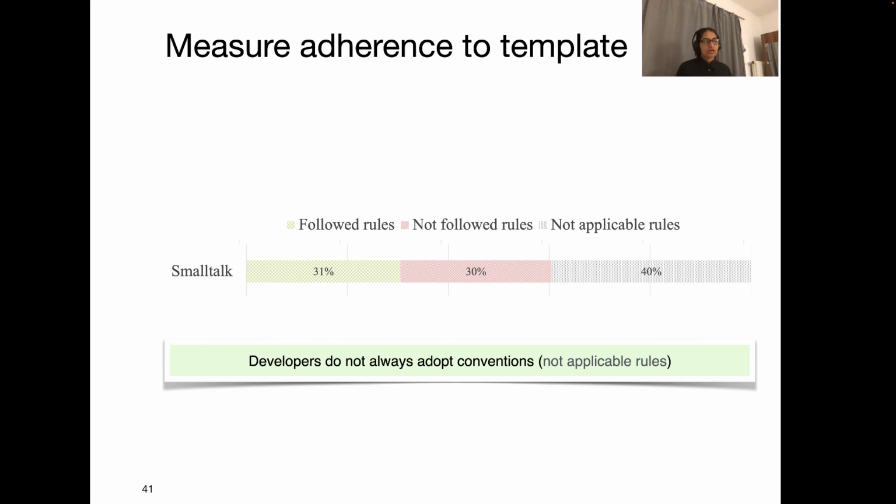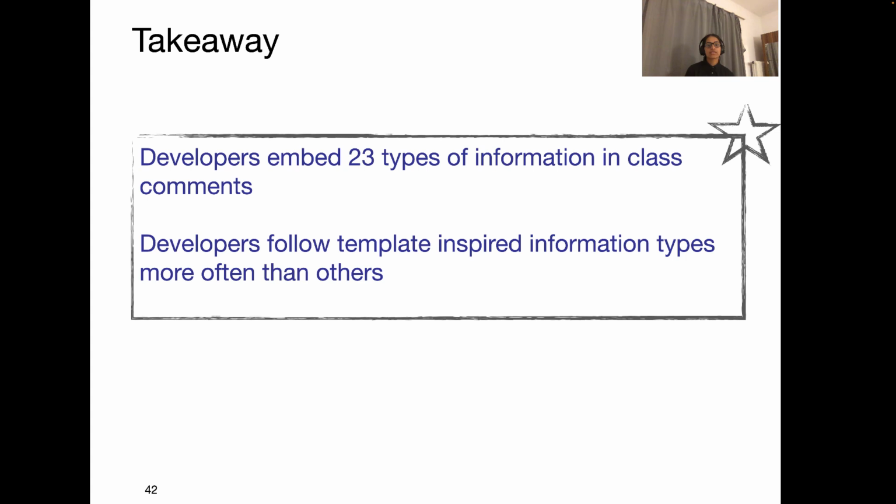So given this overview, in future work, identifying particular rules that are often respected or often violated can be very helpful to help developers keep their comments consistent. Or also for the rules that are not adopted, finding the reasons behind why they do not get adopted, or what the problem is with these rules or guidelines. The main takeaway of this study is that developers embed 23 types of information in class comments, and they follow template-inspired information types more often than others. This indicates that giving any default template can actually be helpful for developers.